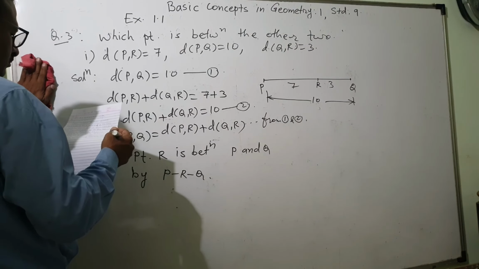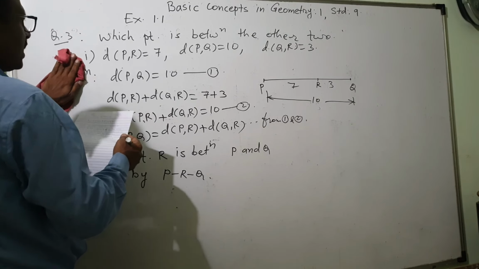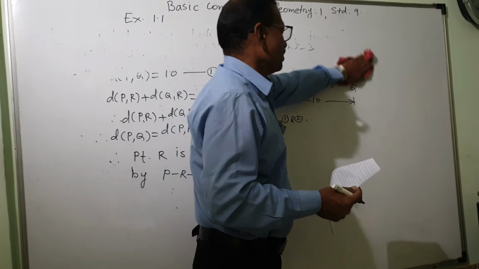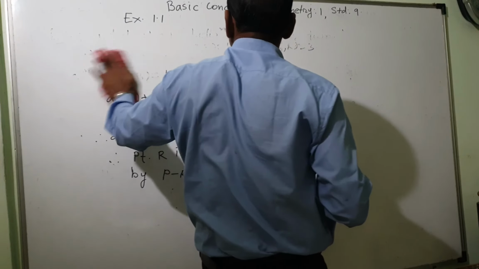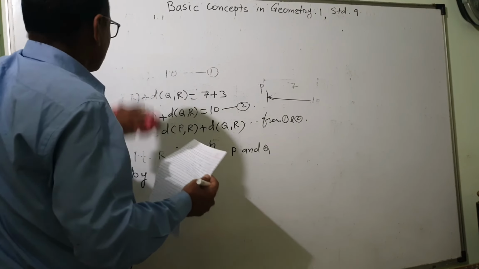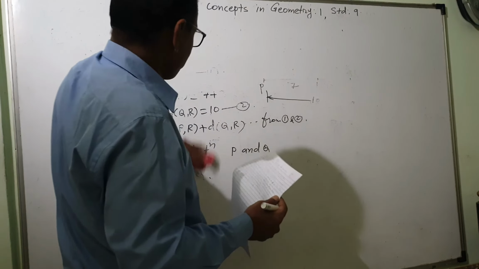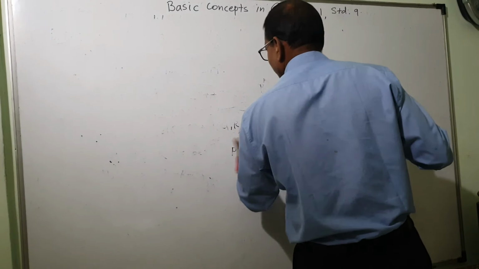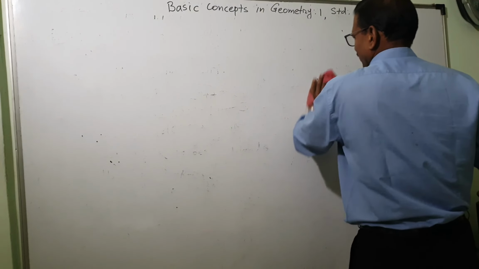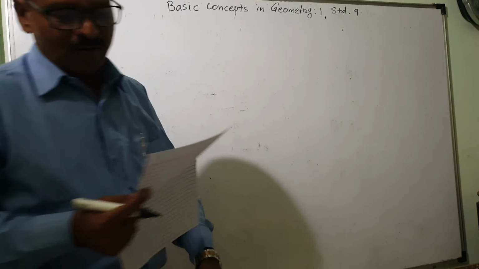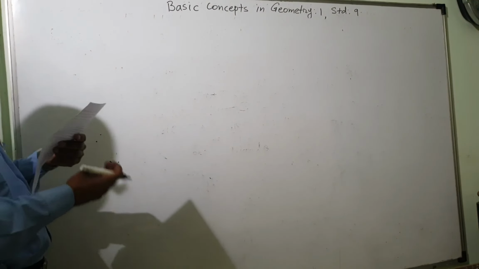And if the distance is not equal, then they are not collinear points. And they will form the triangle. If 3 points are not collinear, then they form a figure called as the triangle.